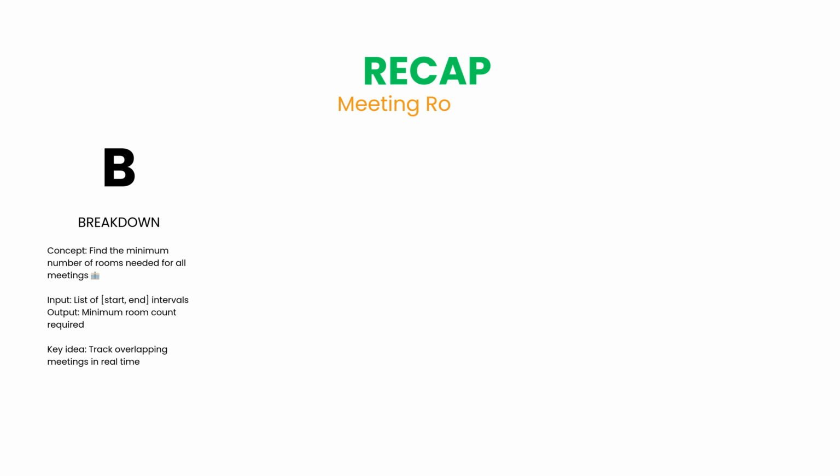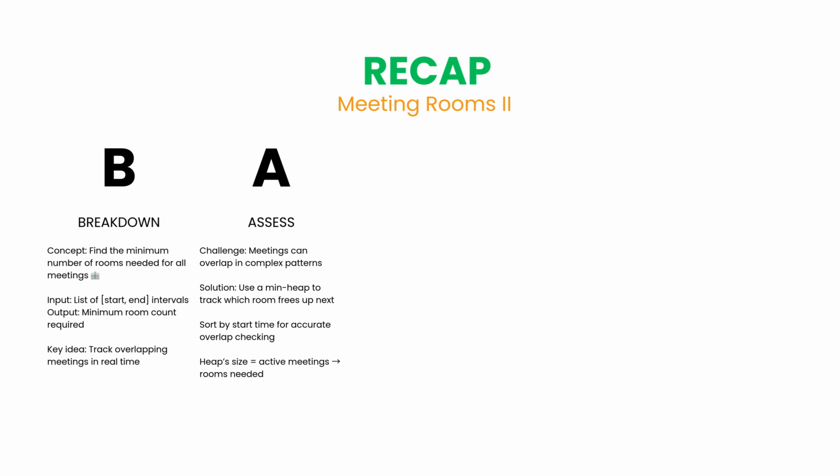Breakdown recap. We're given an array of meeting intervals, each with a start and end time, and we need to return the minimum number of rooms required so that all meetings can happen without conflict. In short, it's all about finding the maximum number of meetings that overlap at any point in time. Assess recap. The challenge is tracking overlapping intervals efficiently. Instead of checking every pair, we sort the meetings by start time and use a min heap to keep track of ongoing meetings by their end times. The heap helps us know which room will be free next.